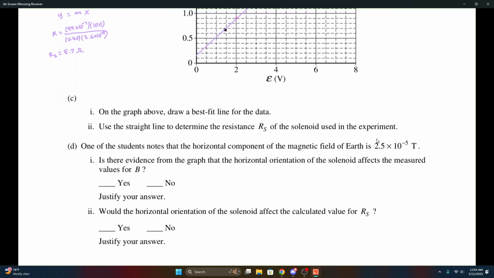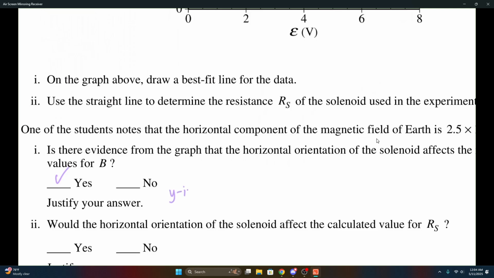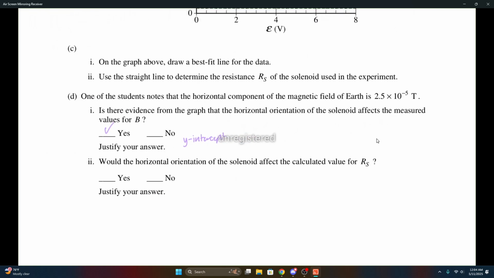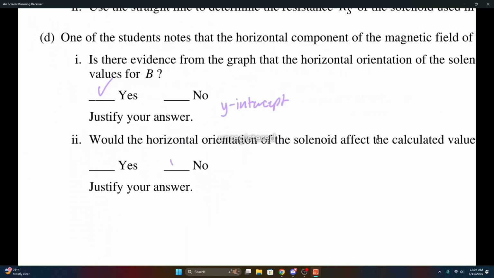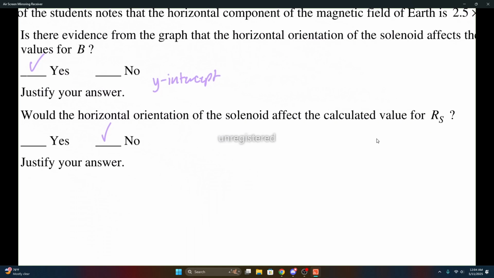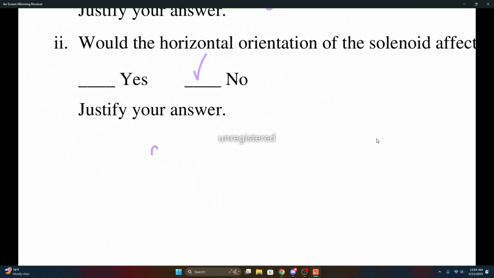Is there evidence from the graph that the horizontal orientation matters? Yes, because there's a y-intercept. Would the horizontal orientation affect the value of R_S? Well, we know that by our graph, the resistance is dependent on the slope only, and that horizontal component of field will add to every point, so it doesn't really affect the slope.